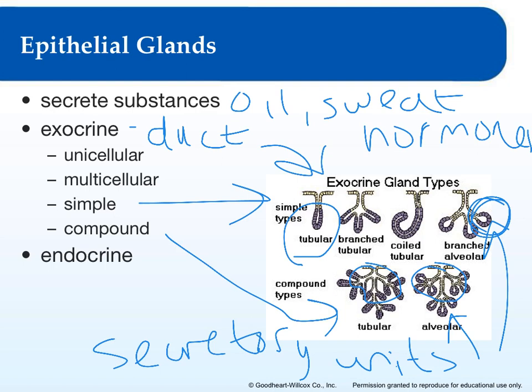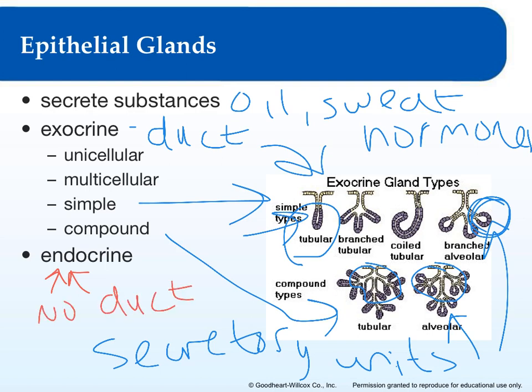Okay, so those are your exocrine glands. Again, sweat, oil, mucus. You'll see a lot of mucus glands that'll look like this kind of tubular, this simple tubular. Endocrine glands, these are going to be your hormone glands. These have no duct. A lot of people remember this because I have an N and a D right here. No duct, right? No duct.